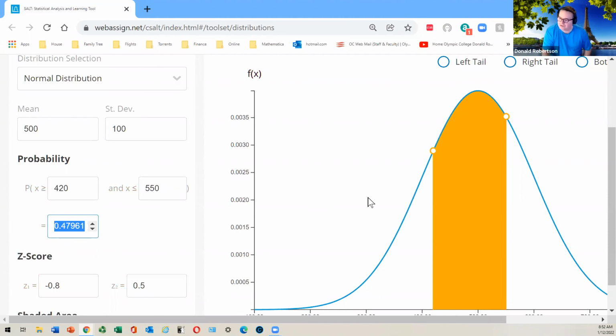So that's a cool little piece of software, isn't it? It can tell you what percentage of your data is from one number bigger, one number less, or between.